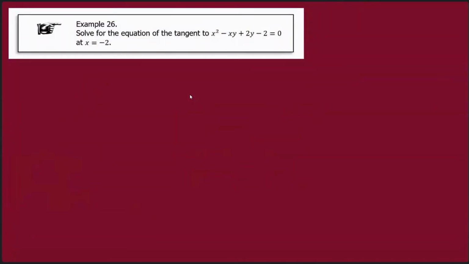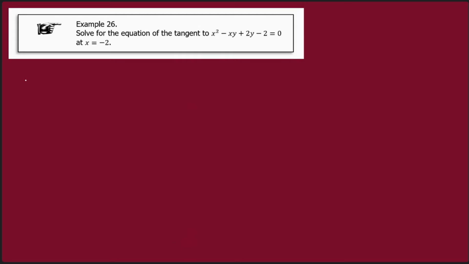Solve for the equation of the tangent line to the curve given at x is equal to -2. So, first, we need to solve for the slope.